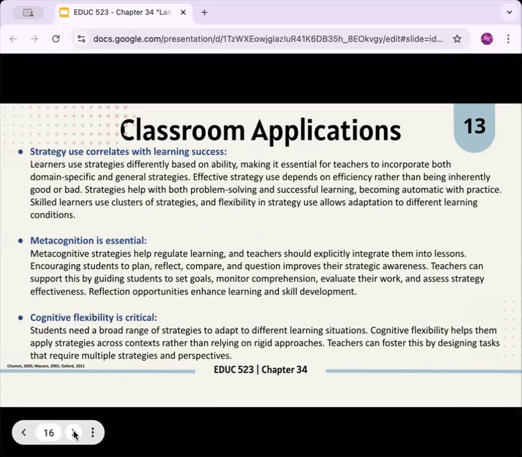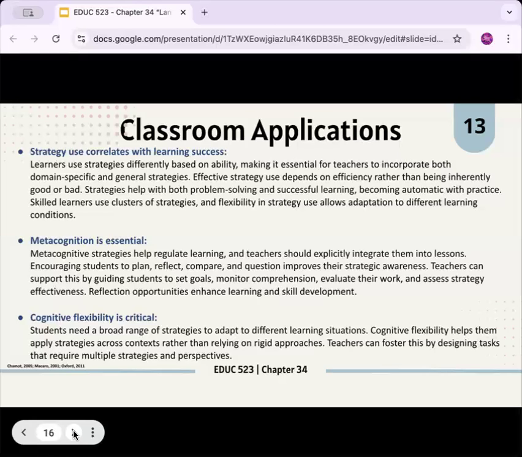Then we have metacognition, which is essential. Metacognitive strategies help regulate learning and teachers should explicitly integrate them into lessons. This encourages students to plan, reflect, compare, and question, improves their strategic awareness, and teachers can support this by guiding students to set goals, monitor comprehension, evaluate their work, and assess strategy effectiveness. Reflection opportunities enhance learning and skill development.